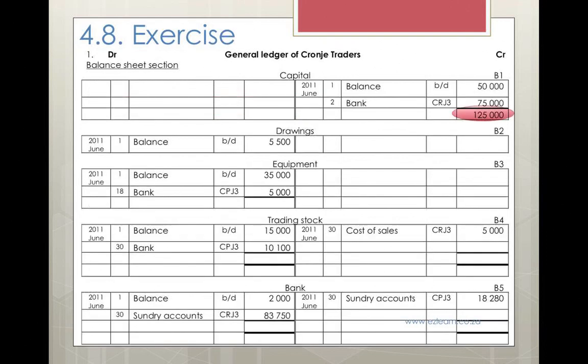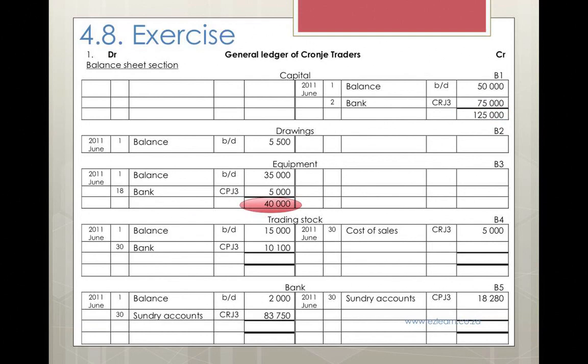Once you've posted all the information from the journals, you are now ready to do your totaling. The capital account needs to have a subtotal of 125,000. Notice that you have a single line above the subtotal and nothing beneath, as you will carry on next month. Drawings doesn't need to have anything done to it, as there's only one entry in that account. Equipment, like capital, is subtotaled with 40,000 Rand.